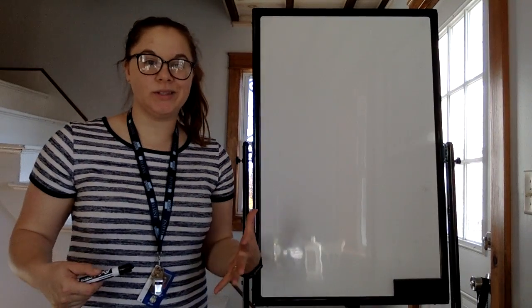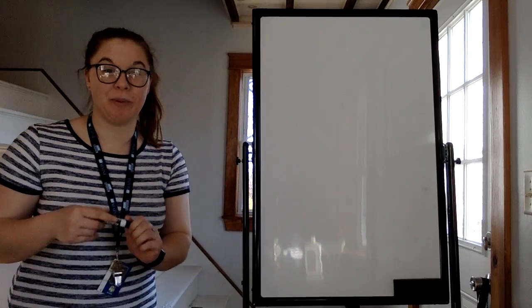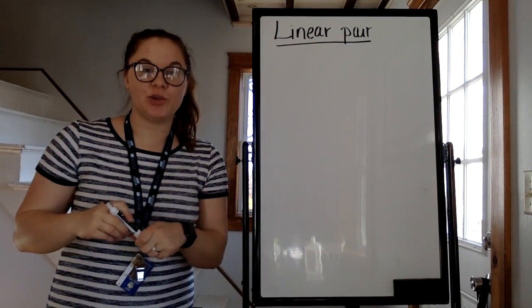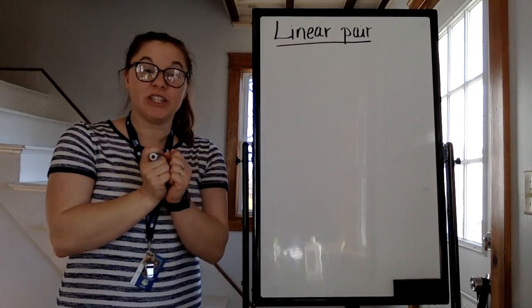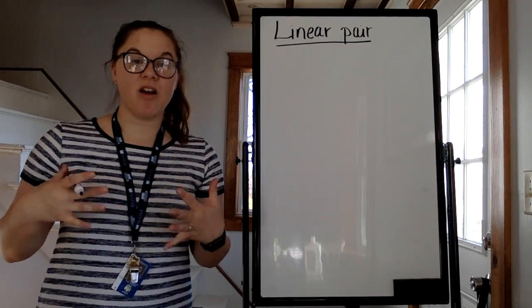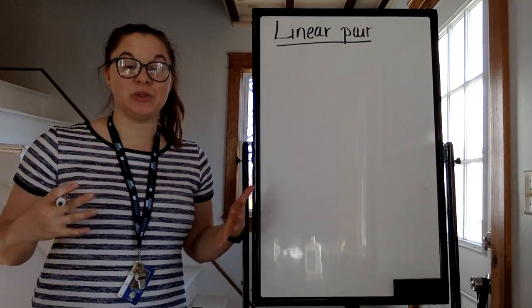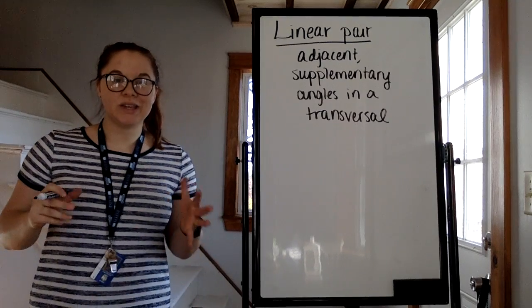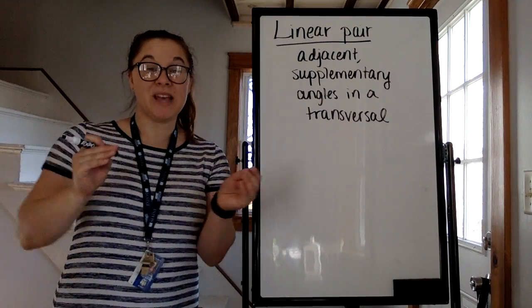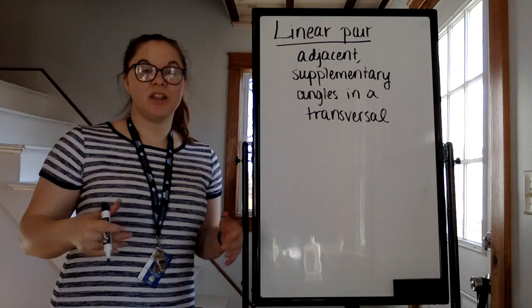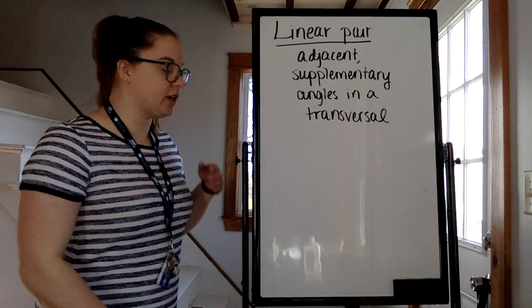The next important type of angle pair is called a linear pair. A linear pair is two angles that are adjacent, they're touching one another, and they are supplementary. They're going to add to 180 degrees. So these pairs of angles that are beside each other add up to 180. They're found in a transversal. So let's take a look at where they are.